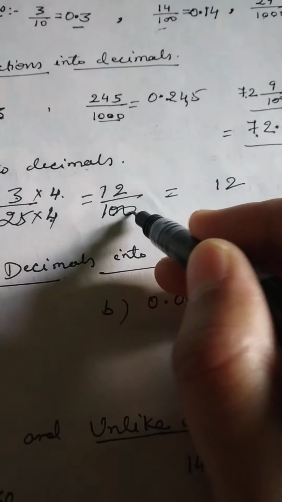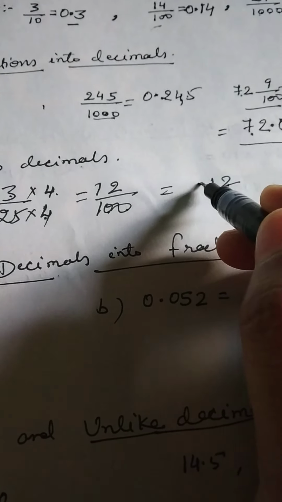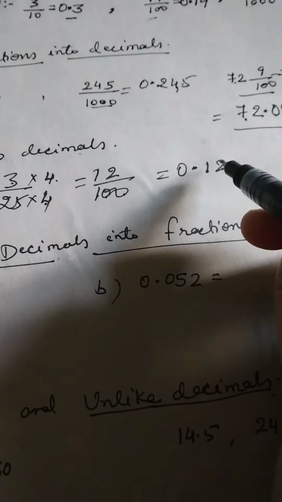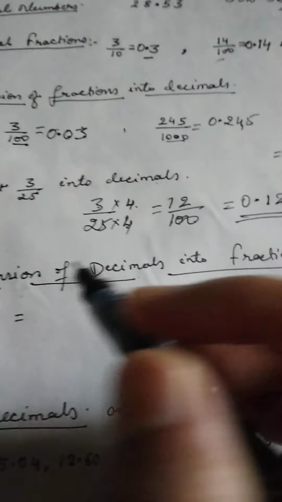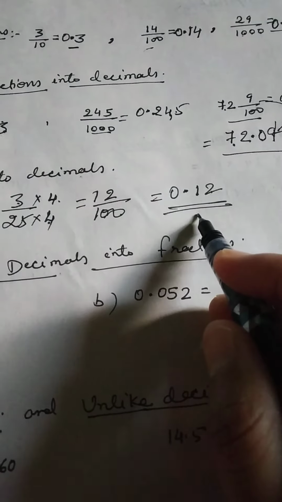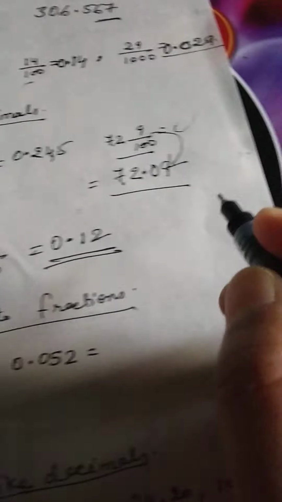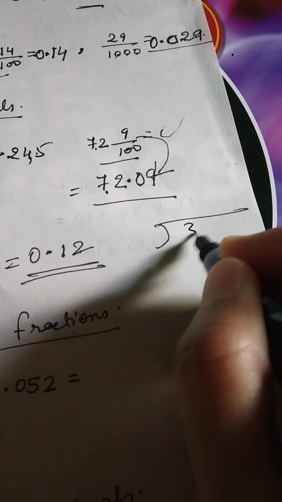How many 0s? 1, 2. So, 1, 2, put the decimal point here. So this is the way you can change a fraction into the decimal number. There is one more way. 3 by 25, you can also directly divide.